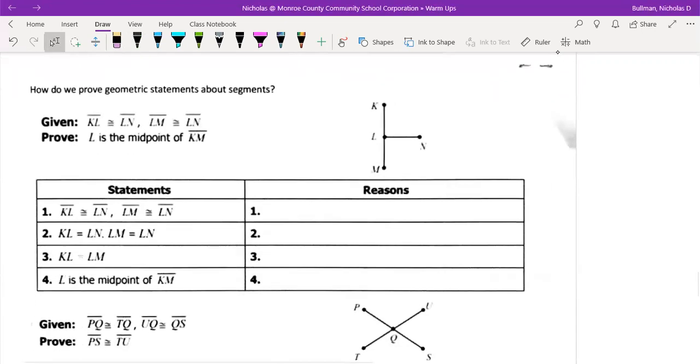This next one, go ahead and try it on your own, and then we will go through the last one together.